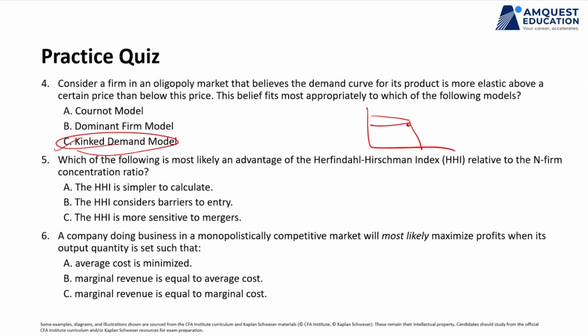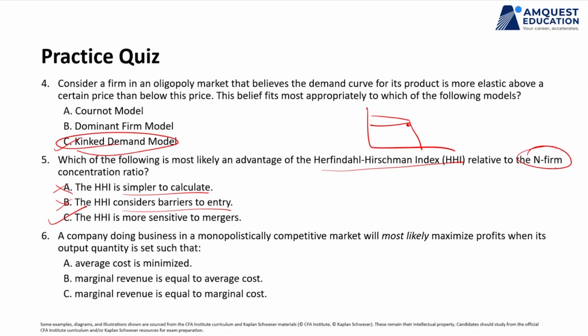Which of the following is the most likely advantage of the Herfindahl-Hirschman index relative to the N-firm concentration ratio? Is it simpler to calculate? No, the concentration ratio is much simpler to calculate. Does it consider barriers to entry? Obviously not, both indexes don't. They always look at the ratio. Is it more sensitive? Yes. That is why in the earlier sum we looked at mergers and found that the index was more sensitive to the mergers and their impact. So the answer is C.